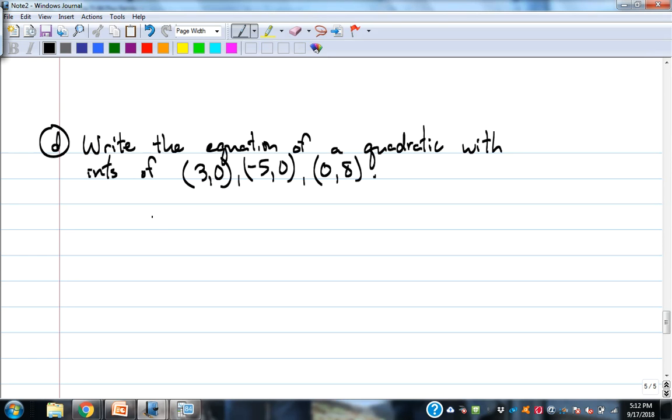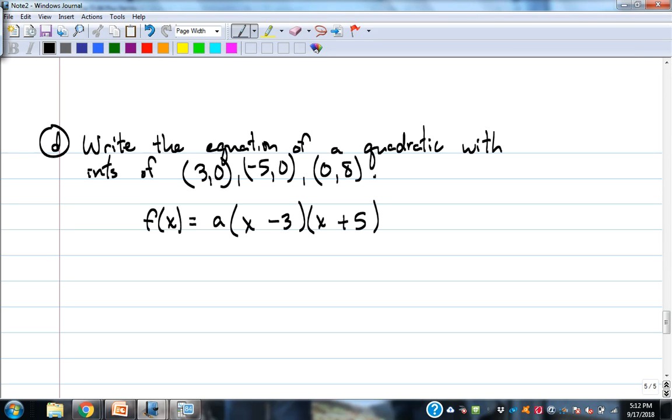Okay, so intercept form for this problem is A and then parentheses. You got two sets of them. The X-intercepts are 3, 0 and negative 5, 0. So the factor that goes with those is going to be the opposite. So it's going to be X minus 3 and X plus 5. It always changes the sign.